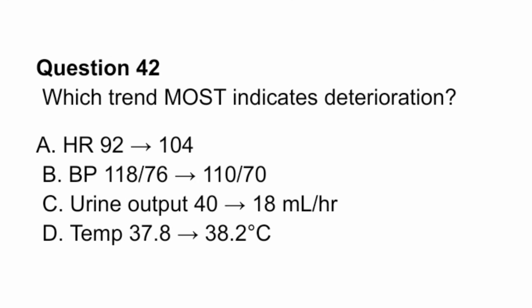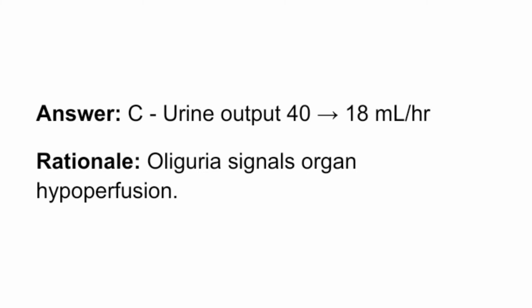Question 42. Which trend most indicates deterioration? A. HR 92 to 104. B. BP 118/76 to 110/70. C. Urine output 40 to 18 milliliters per hour. D. Temp 37.8 to 38.2 degrees Celsius. Answer: C. Urine output 40 to 18 milliliters per hour. Rationale: oliguria signals organ hypoperfusion.